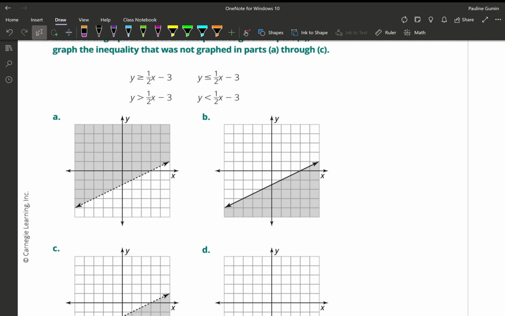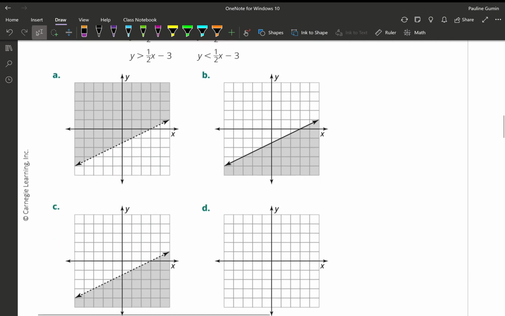So let's take a look at these 4 inequalities and these graphs, and let's match them. So it looks like all 4 of these inequalities are the same line. We just need to match them. So they all have different symbols. So I think I'll just zoom in and we'll pick the symbols. Whichever one is left over is the one we'll graph ourselves.